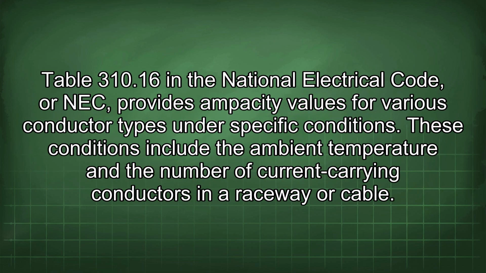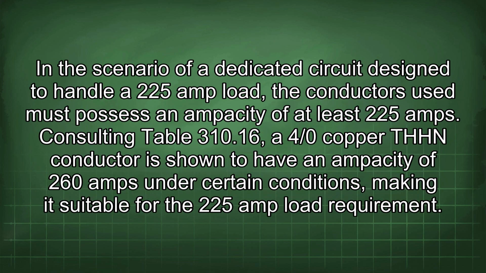Table 310.16 in the National Electrical Code, or NEC, provides ampacity values for various conductor types under specific conditions. These conditions include the ambient temperature and the number of current-carrying conductors in a raceway or cable. In a scenario of a dedicated circuit designed to handle a 225 amp load, the conductors used must possess an ampacity of at least 225 amps. Consulting Table 310.16, a 4/0 copper THHN conductor is shown to have an ampacity of 260 amps under certain conditions, making it suitable for the 225 amp load requirement.